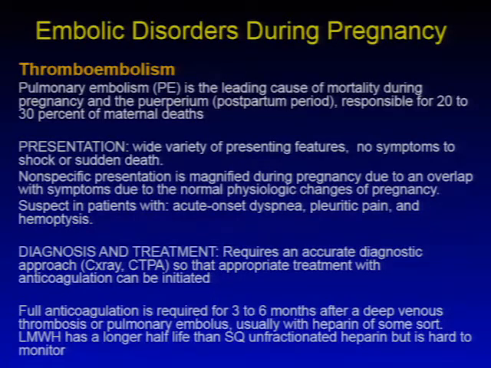It requires an accurate diagnostic approach so that appropriate treatment with anticoagulation can be initiated, and requires full anticoagulation for 3 to 6 months after a DVT or pulmonary embolism, usually with heparin of some sort.